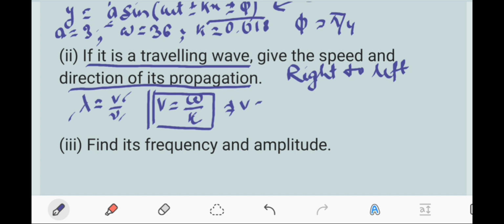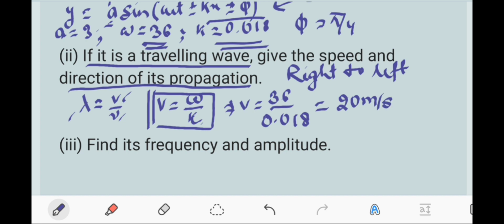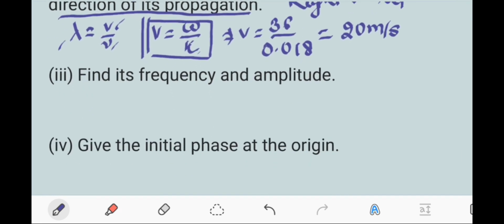Therefore v is equal to omega, the value is given, that is 36, divided by k, whose value is also given, that is 0.018. When we solve it, we get the value somewhere around 20 meters per second. Now let's find its frequency and amplitude. Amplitude is already given, we have compared it as 3. Now the frequency is equal to, we know the formula, that is omega upon 2 pi. We know the formula for frequency, remember this formula.